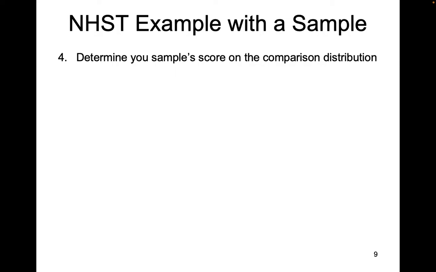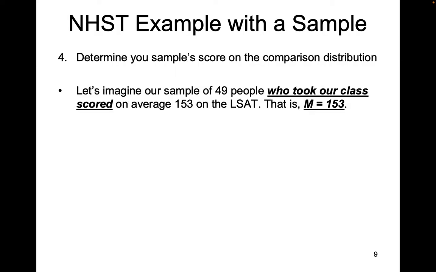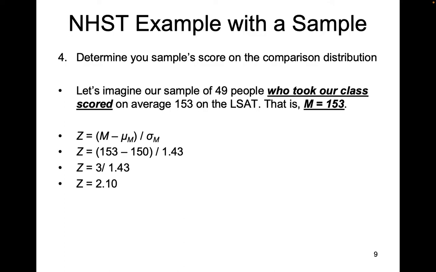Our fourth step is to determine our sample score on the comparison distribution. Here we actually have to say that we did the study. Our 49 people that took our class scored an average of 153. I just made that number up as an example. So our sample mean is 153. We convert that to a z-score using our z-score formula, and doing so gives us a z-score associated with our sample mean of 153 of 2.1.